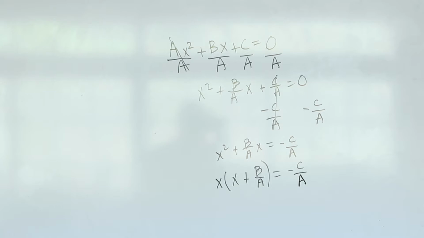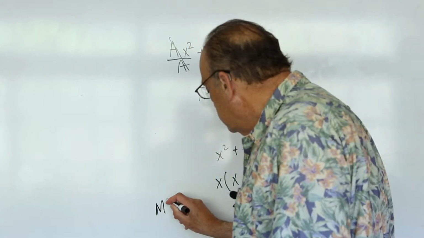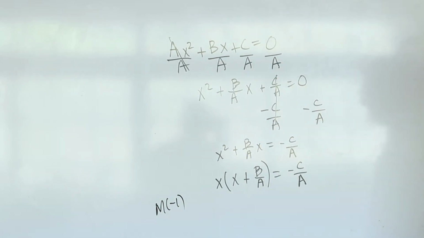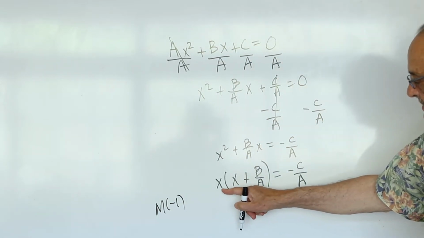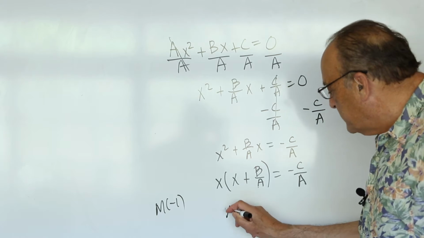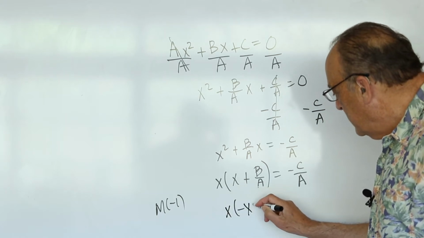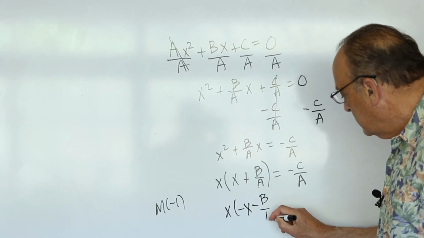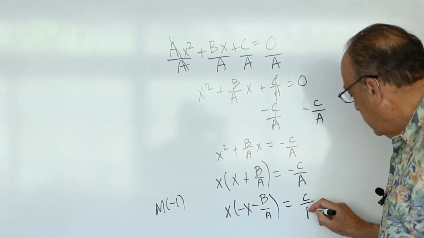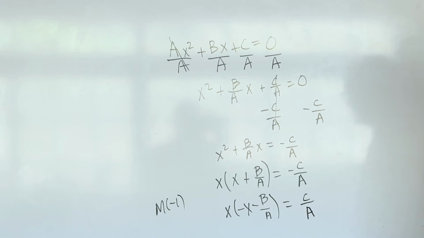The next thing I'm going to do is multiply both sides of the equation by negative 1. Now when I multiply the left side by negative 1, I have to choose to multiply either this term or this other term by negative 1. I'm going to choose this larger term. So it's going to be x times negative x minus b over a equals positive c over a, because I'm also multiplying by negative 1 on the right.